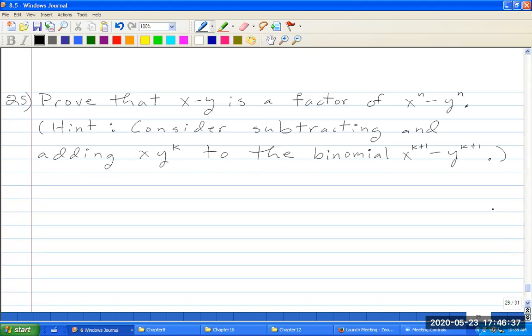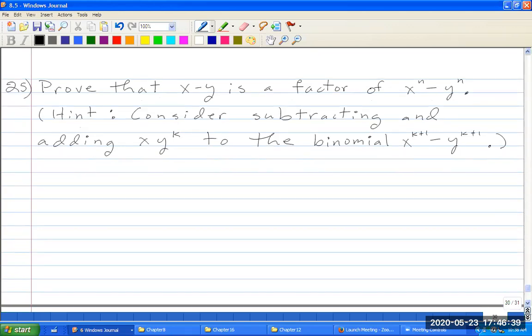Prove that x minus y is a factor of x to the n minus y to the n. Hint, consider subtracting x, y to the k to the binomial x to the k minus y to the k, x to the k plus 1 minus y to the k plus 1. Okay. So let's prove this. So let's first do the initial case.